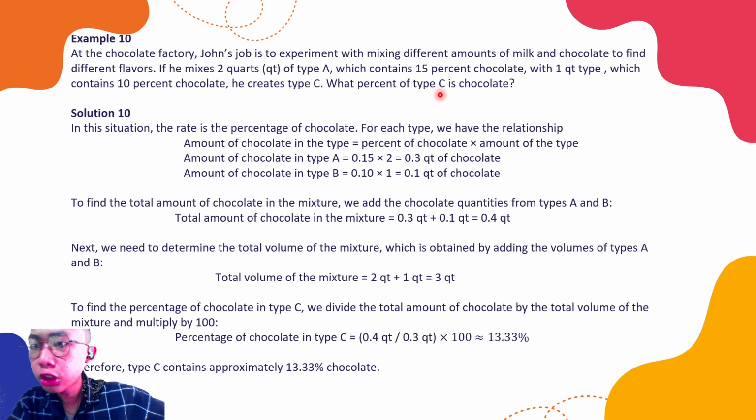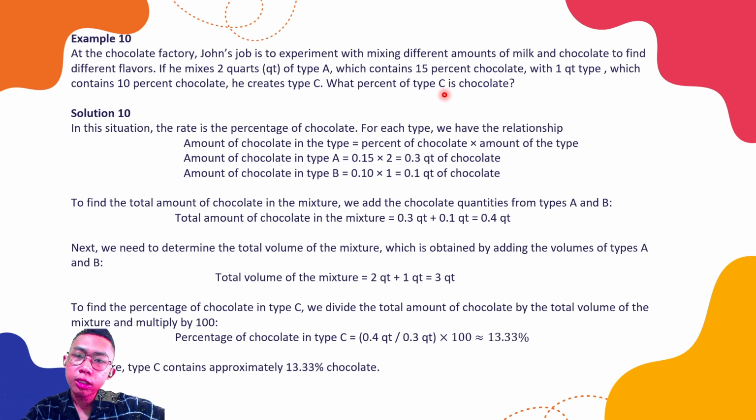The solution is: in this solution, we write the percentage of chocolate for each type. We have the relationship: amount of chocolate in the type is the percent of chocolate times the amount of the type. The amount of chocolate in type A is 1.0 quart of chocolate. The amount of chocolate in type B is 0.1 quart of chocolate. To find the total amount of chocolate in the mixture, we add the chocolate quantity from type A and type B.